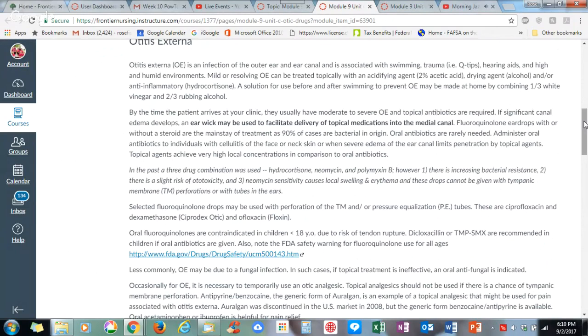Administer oral antibiotics to individuals with cellulitis of the face or neck, skin, or where severe edema of the ear canal limits penetration by topical agents. Topical agents can achieve very high local concentrations in comparison to oral antibiotics.